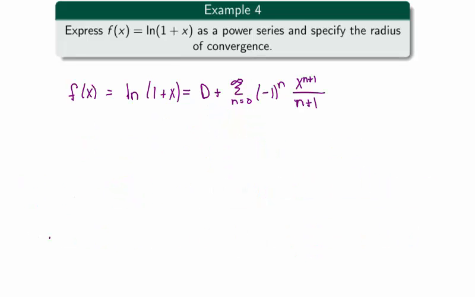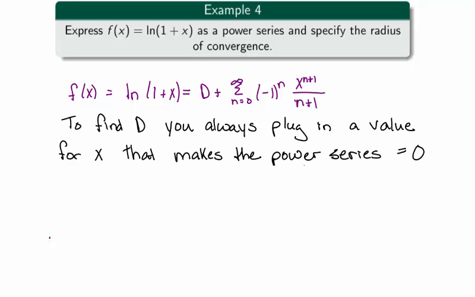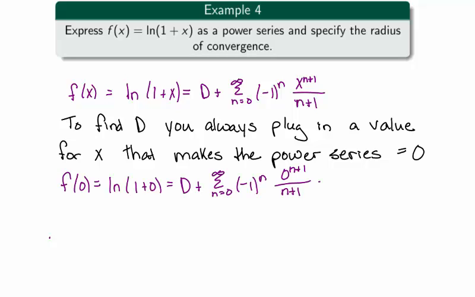Notice that this is the power series of a specific function. f of x equal to the natural log of 1 plus x equals d plus the sum n equals 0 to infinity of negative 1 to the n times x to the n plus 1 divided by n plus 1. So we must find what the constant is. To do this, you always plug in a value of x that makes the power series equal to 0. Here, if we plug in x equal to 0, then we get that f of 0 equals the natural log of 1 plus 0, which equals d plus the sum n equals 0 to infinity of negative 1 to the n times 0 to the n plus 1 divided by n plus 1, which equals d plus 0, which equals d.